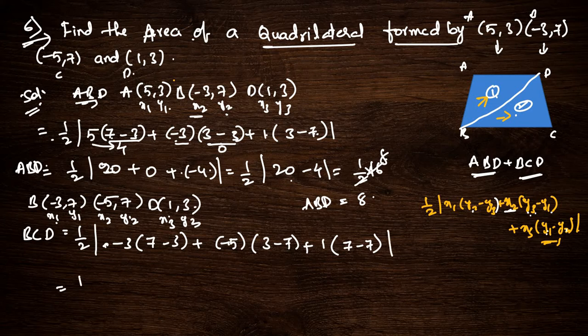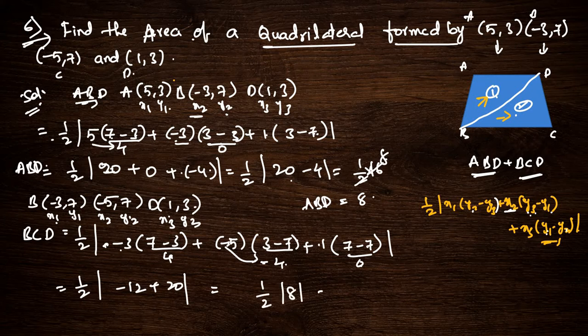So here 1 by 2 into this will become 4, 4 3s are 12, minus 12 plus this is also 4, 3 minus 4 minus 4, minus into minus plus, this minus 2 minuses, 5 4s are 20, here this minus is 0, 0 into 1 is 0, so it will become like this, 1 by 2 into 8, so 4 is the answer here. So ABD plus BCD is equal to 8 plus 4 is equal to 12.